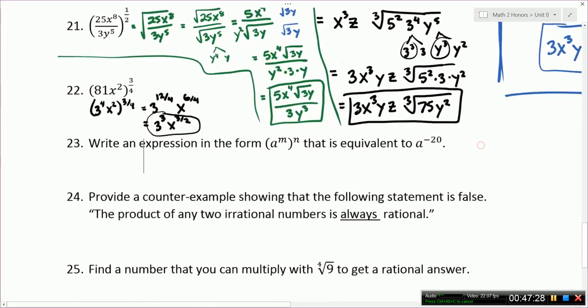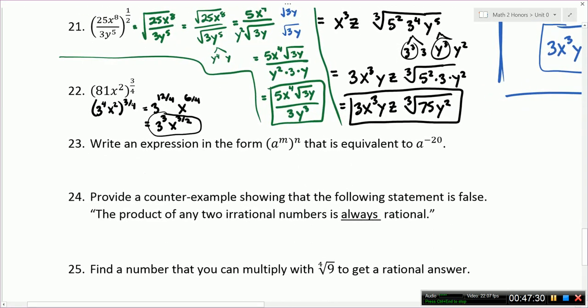Number 23. Write an expression in the form a to the power of m to the power of n that is equivalent to a to the power of -20. Notice in this expression, this is the same thing as a to the power of m times n, and that's where the -20 is. So we're thinking of two numbers that multiply to -20, and we have many different options. So just pick two that work.